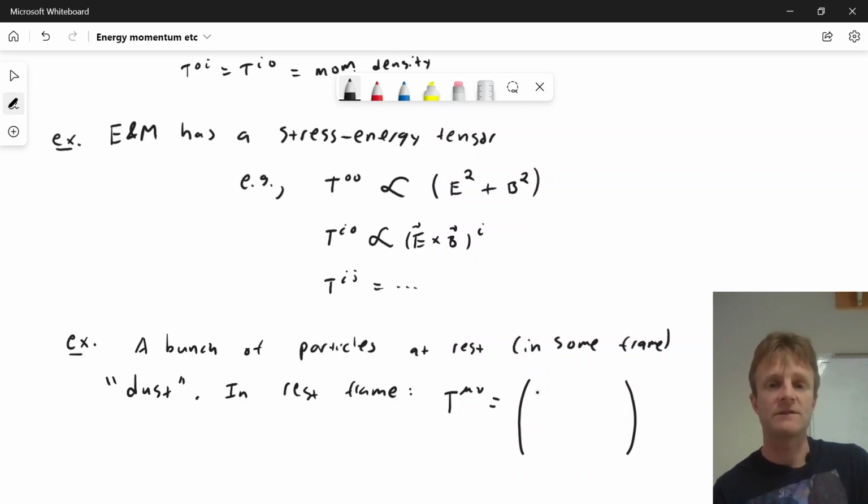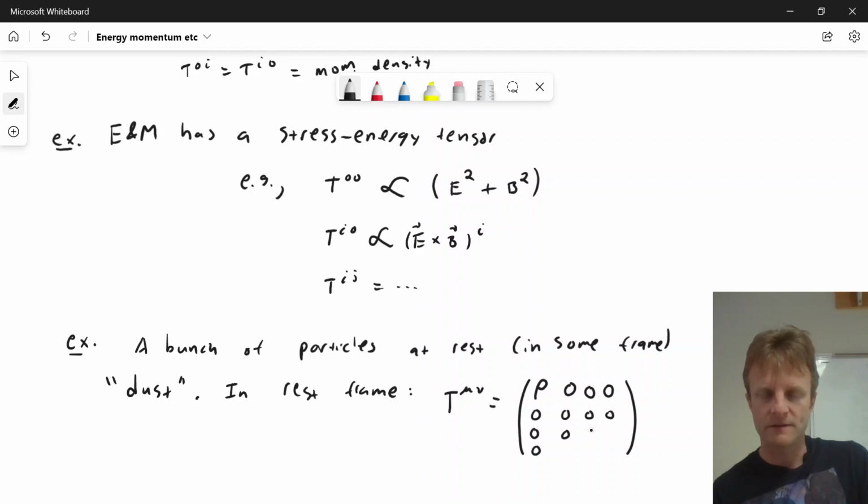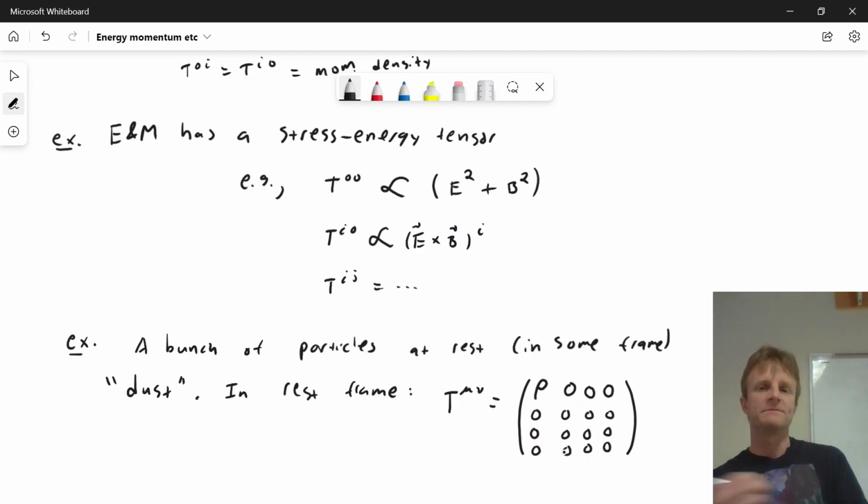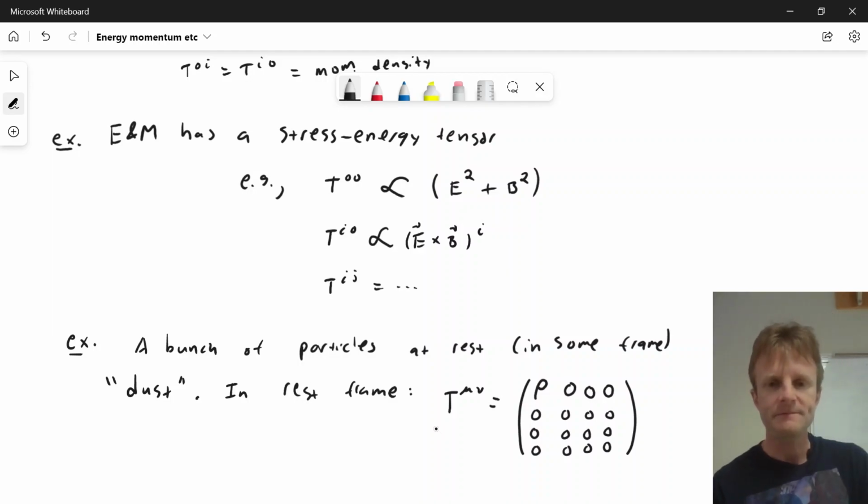T00 was energy density. So that's just, we're going to call that rho. That's the mass density because everything's at rest. So energy and mass are equal. So rho is the mass density. And in this frame, none of this matter is moving, so there's no momentum. And then there's also no fluxes of momentum, no stress, if you like, or no pressure. And so we have that.